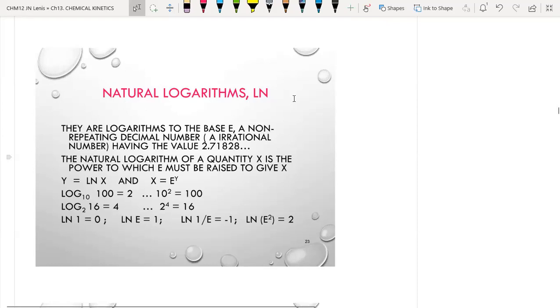It should be written like this, natural log, ln, this way. And the other type of logs is this, which is base 10. So this is base 10, and this is base e, number e.